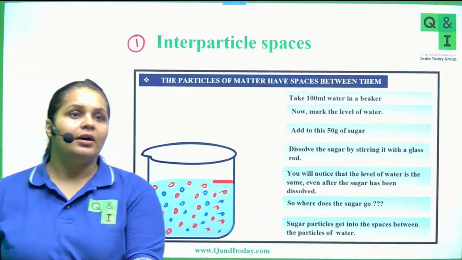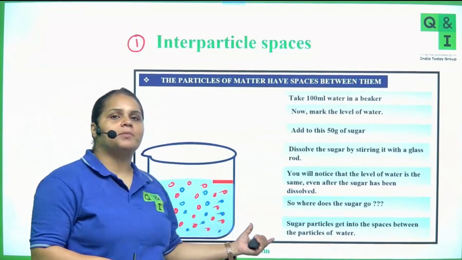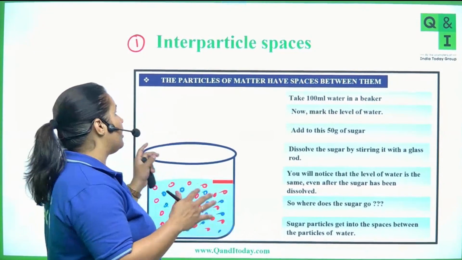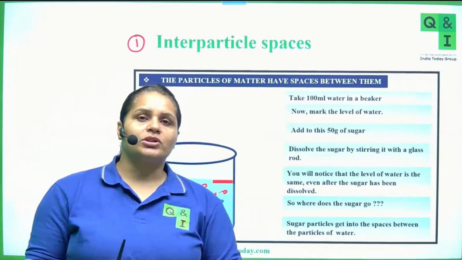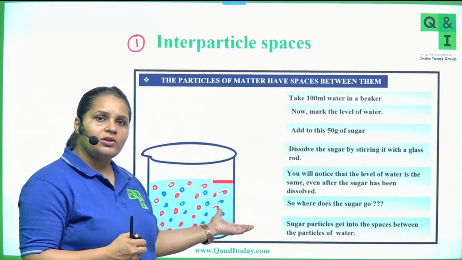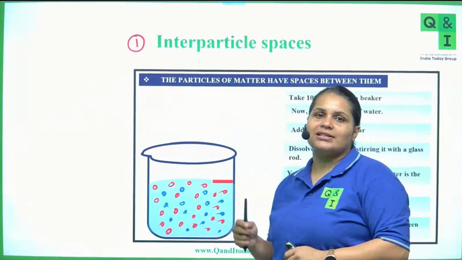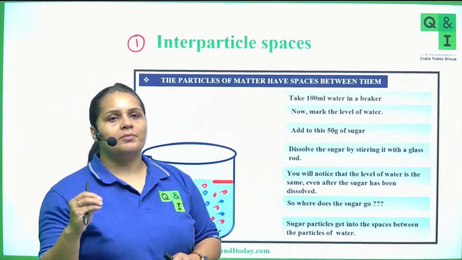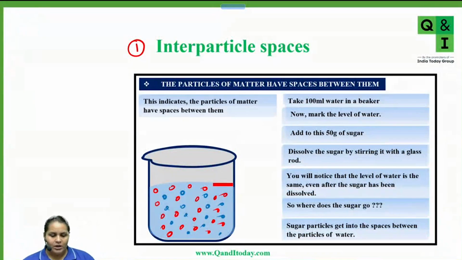Yes, ma'am. Okay, so what kind of question can be asked here? First, they can give you the activity and ask what you interpret from it. You have to tell that the particles have interparticle spaces between them. Second, the question can be, where does the sugar go? Why didn't the level rise? Again, you have to tell that particles have interparticle spaces between them, and the sugar particles have been accommodated in the interparticle spaces. This is how you need to write the answer. This activity indicates that particles of matter have spaces between them.